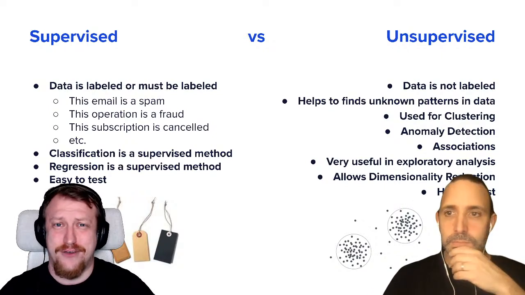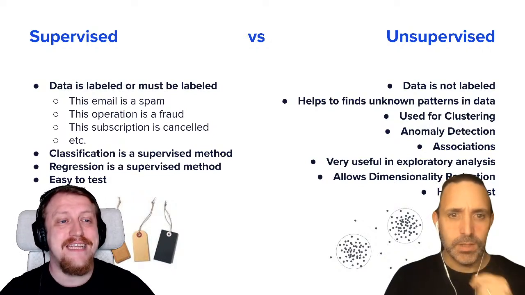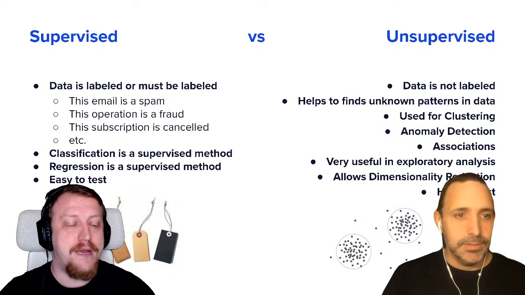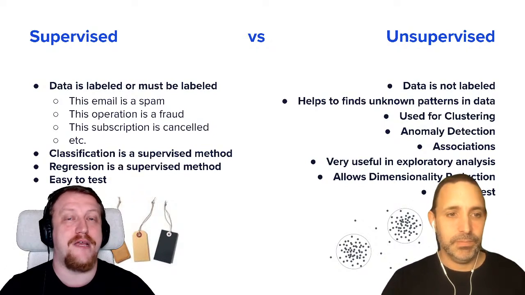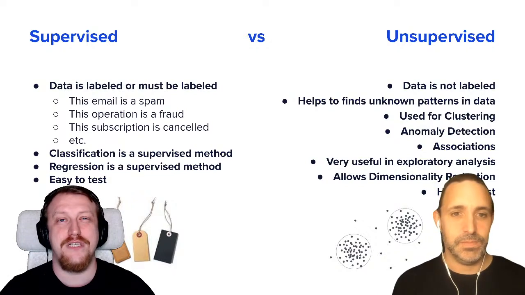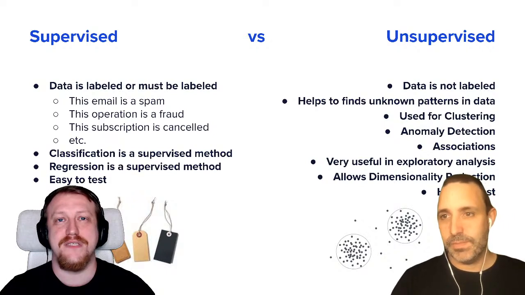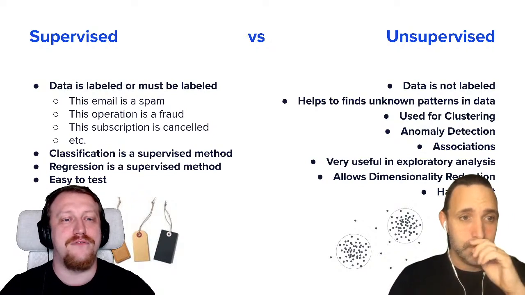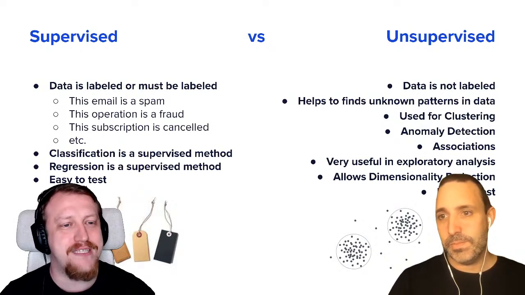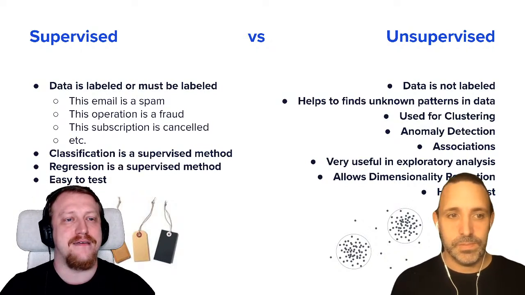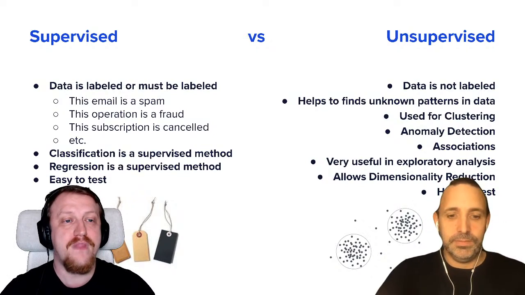And now you ask, okay, what does that mean at all? And the answer is simple. When data is labeled or must be labeled, we operate with some definitions like this email is spam and this email is not spam. This operation is fraud, this operation is not fraud. This subscription was cancelled, this subscription is active. So there is almost always a clear way to distinguish entities, pieces of data, one from another.